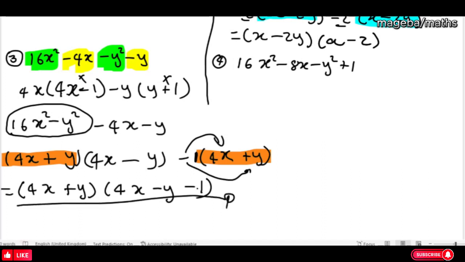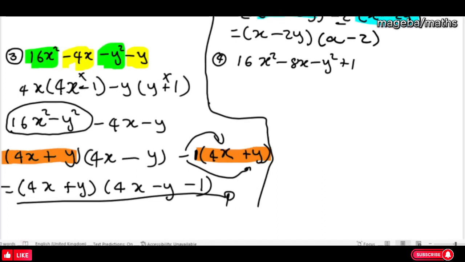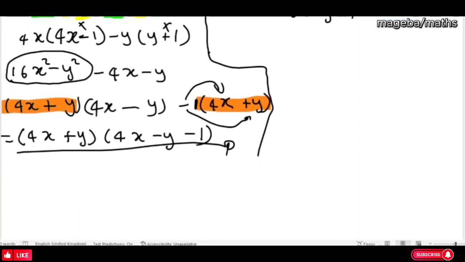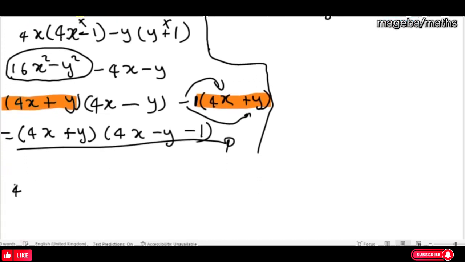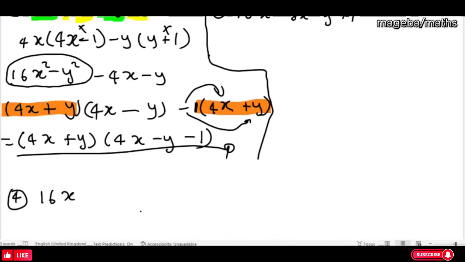Remember guys, this one is inside this bracket, not outside the bracket. Now going to this one here, let me write it here so that I can do it. Here is my number 4, which is 16x squared minus 8x minus y squared plus 1.